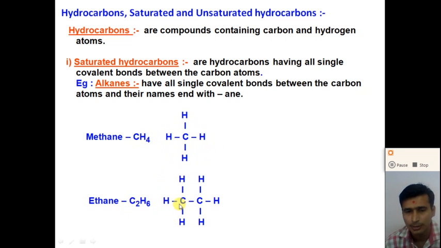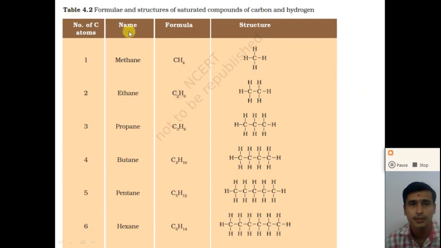Two carbons are connected with a covalent bond, and these two carbons make covalent bonds with the 6 hydrogen atoms. So the molecular formula of ethane is C2H6. So a number of hydrocarbons are formed, right? Try to make structures of these hydrocarbons like methane, ethane, propane, butane, pentane and hexane, right? There are others like heptane, octane, and so on, but you have to remember only up to hexane, right?